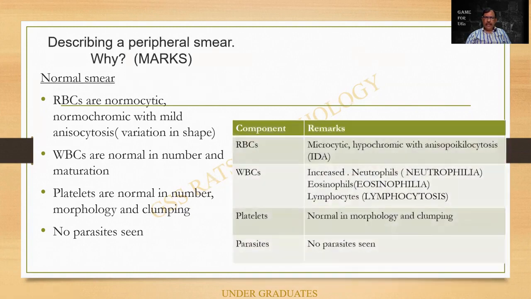This is the way we should describe a normal smear because it carries marks. And these are some variations we can get. Sometimes you can get a microcytic hypochromic smear. Do the description. Probably it is iron deficiency anemia.